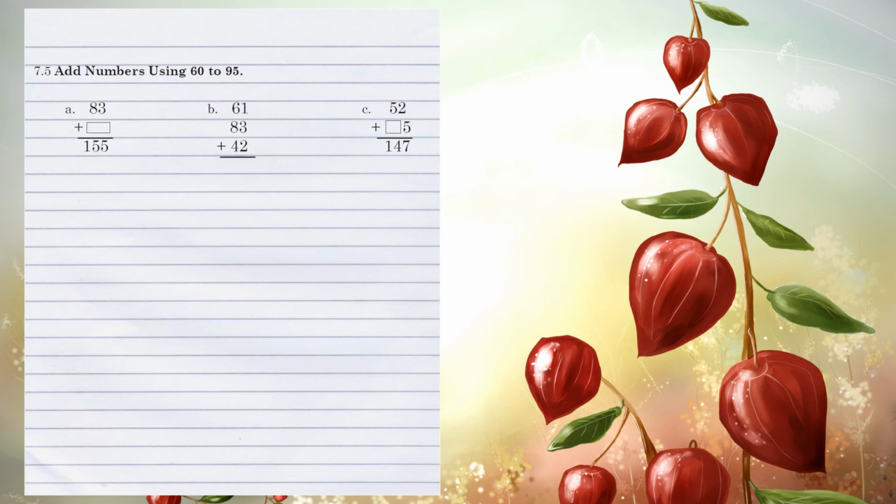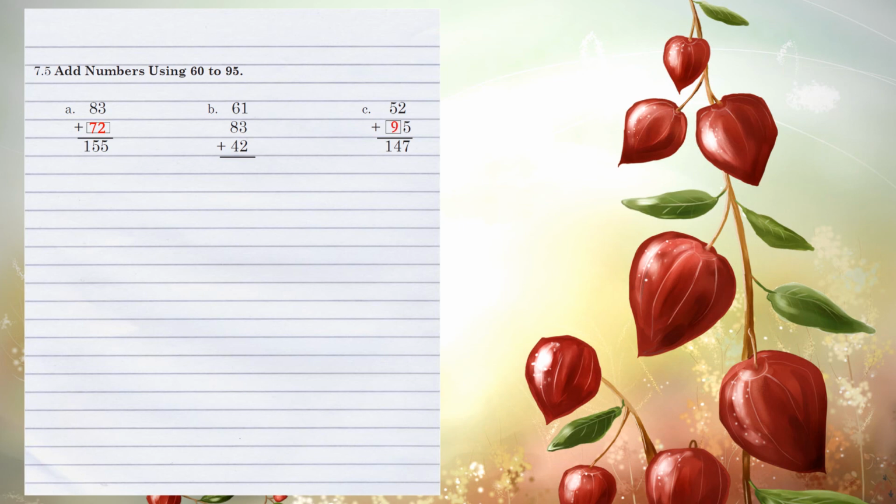Unit 7.5. Add numbers using 60 to 95. Example A. 83 plus some number equals 155. Well, let's start with the ones column. 3 plus what number equals 5? That would be 2. 8 plus what number equals 15? That would be 7. So our full missing number is 72.